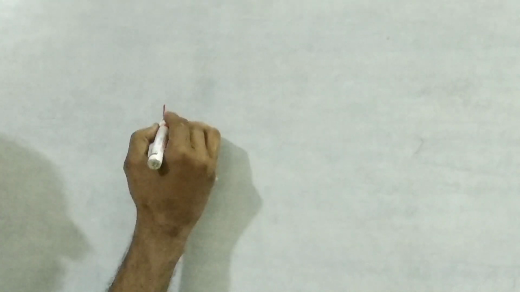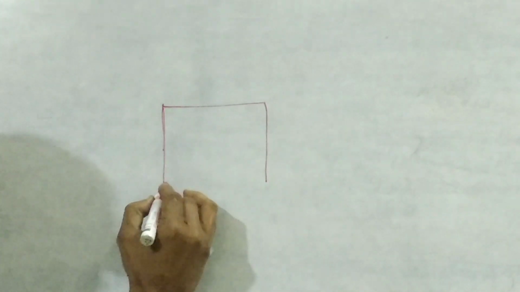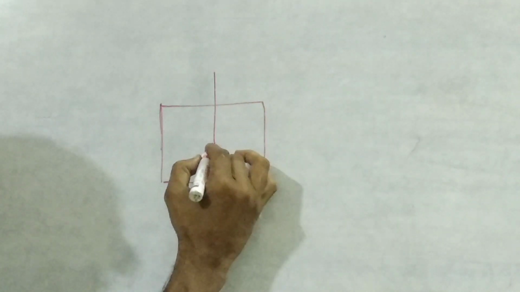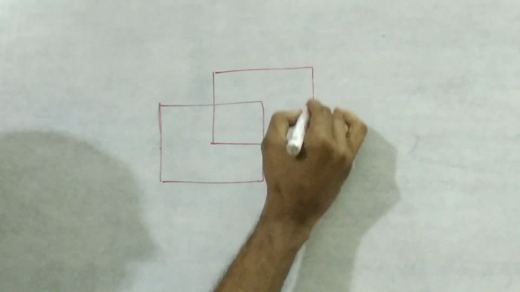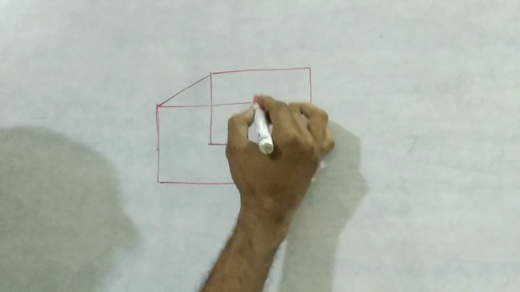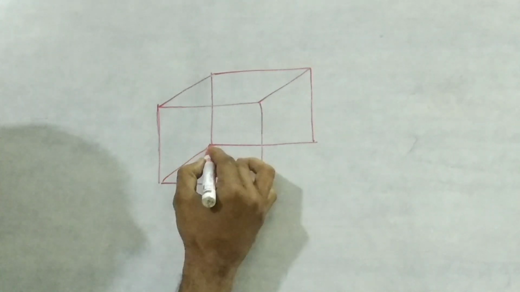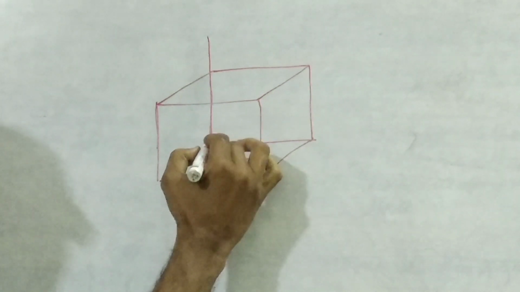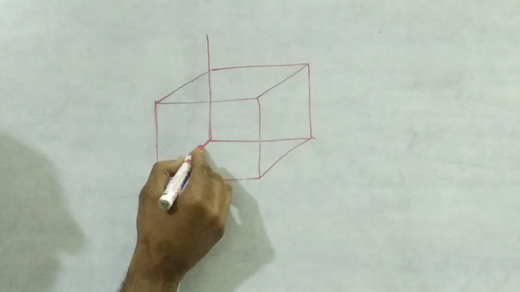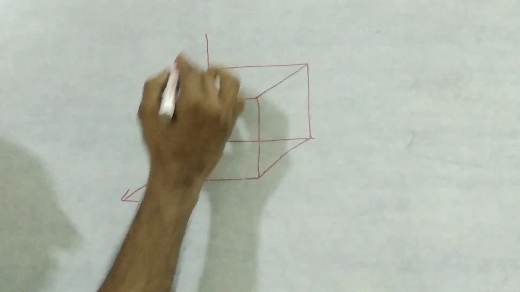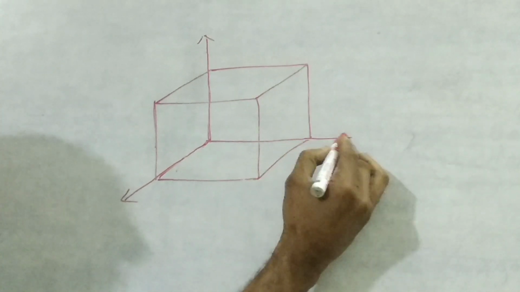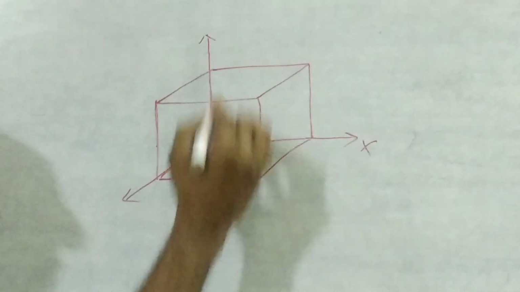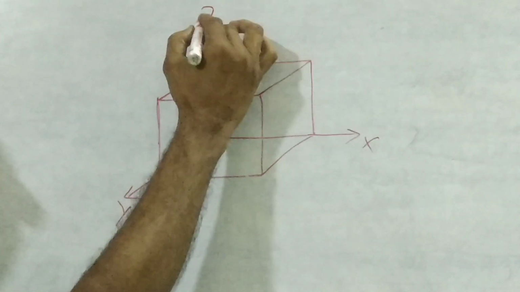I already mentioned the unit cell. I am drawing a unit cell separately here. You see, this is a unit cell. This is the smallest part or smallest unit of the lattice, and along these directions, you see I am drawing the directions, that is X, Y and Z direction.